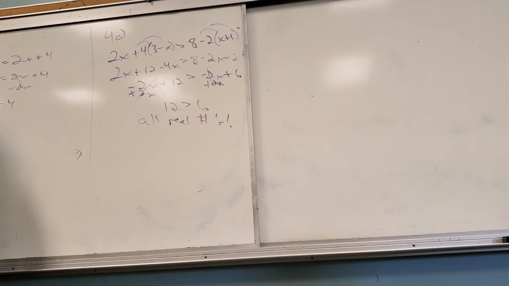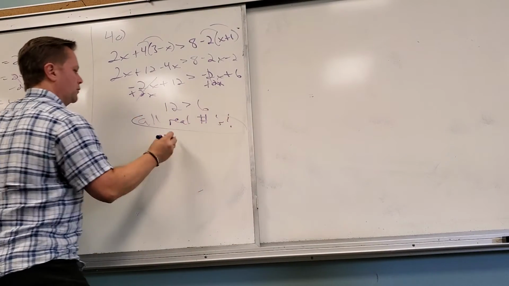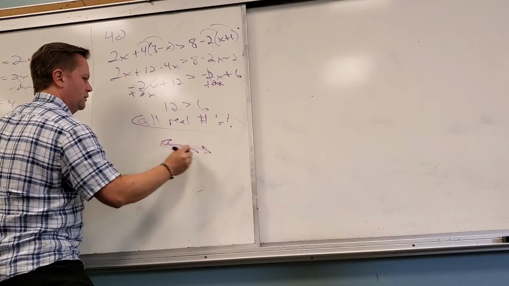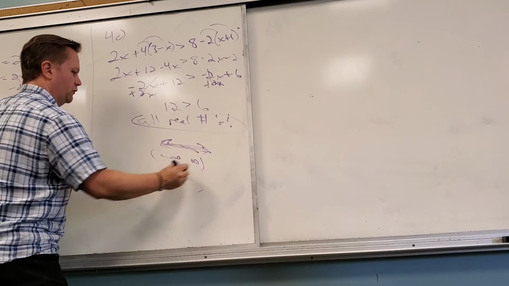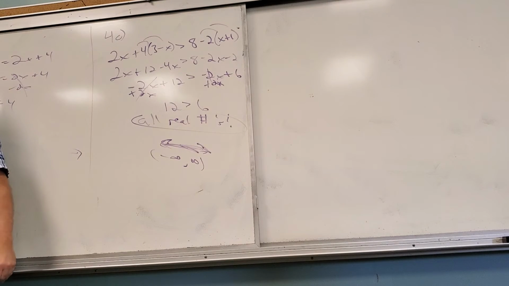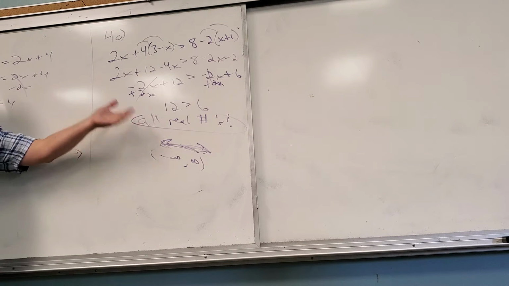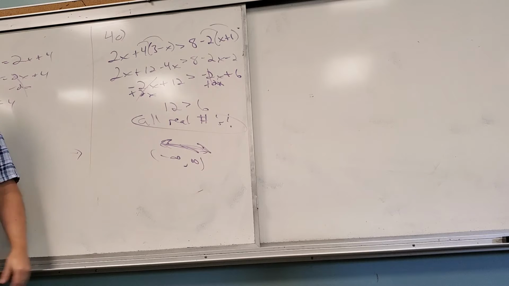That's all you really need to say, but if you want to graph it, you shade everything. And the interval notation would just never stop: negative infinity to infinity. But if you just put all real numbers on that kind of problem, that's fine. It's kind of silly to do those.